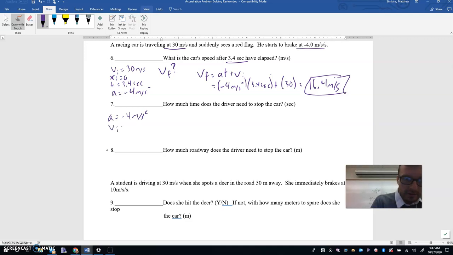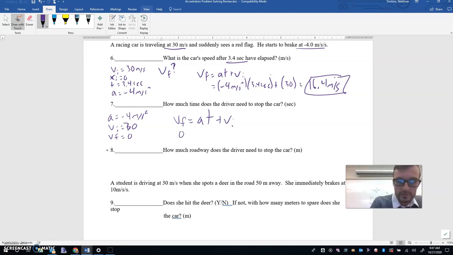But now we're going to say our V initial is 30 and our V final is 0. Why? Because we come to a stop. We need to know that these words mean things. So if you're at rest or you come to a stop, in that case that would be V final equals 0. How much time? So we have VF equals AT plus V initial. Remember, just because the problem doesn't start with T doesn't mean we can't use that equation to solve for T.